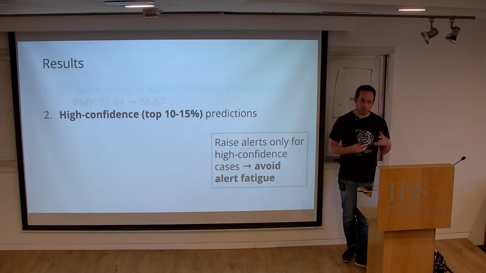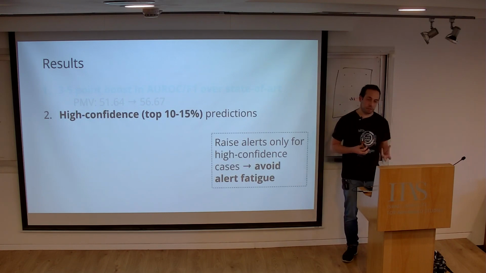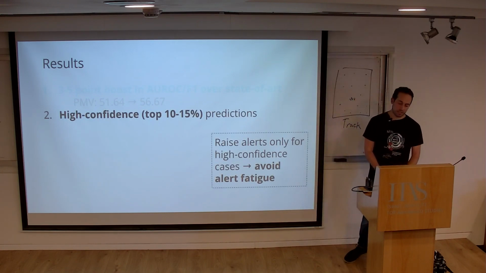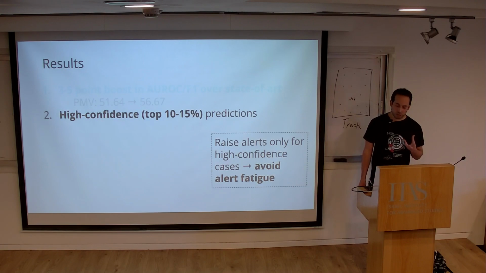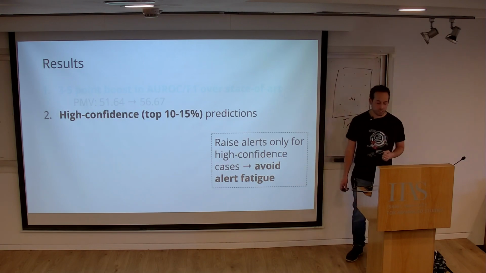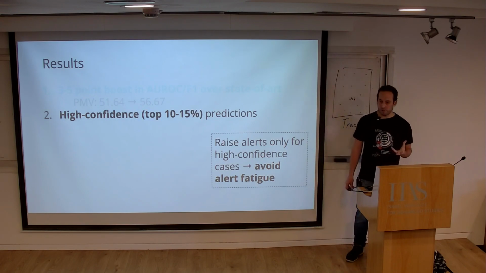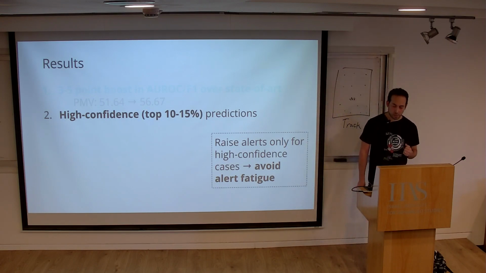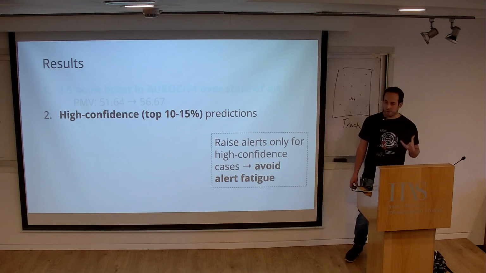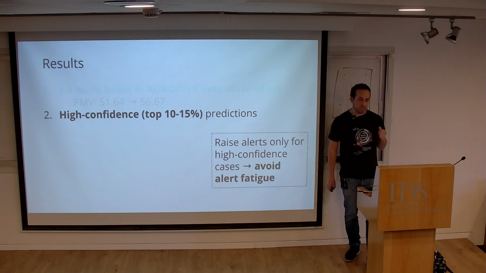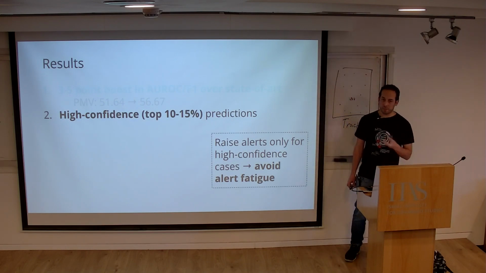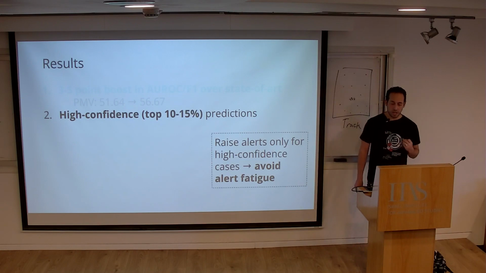But then we look at the interesting and potentially more realistic scenario where we want to raise alerts only for high confidence cases to avoid what's known as alert fatigue, which is very important in clinical settings. So we don't want to keep sounding the alarm more and more. We only want to do that if our literature-based model is very confident. So we look at the top 10%, the top 15% of predictions, the ones that have the highest confidence.